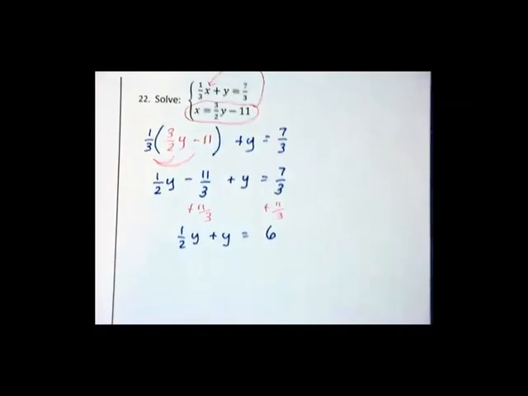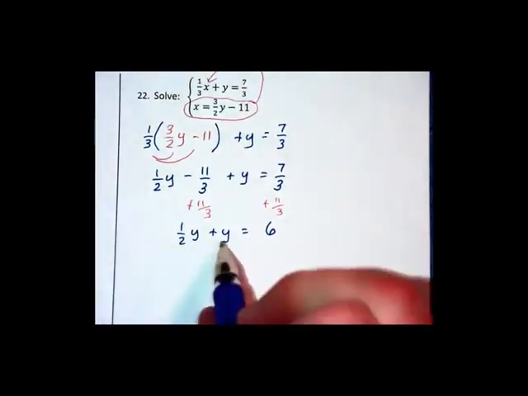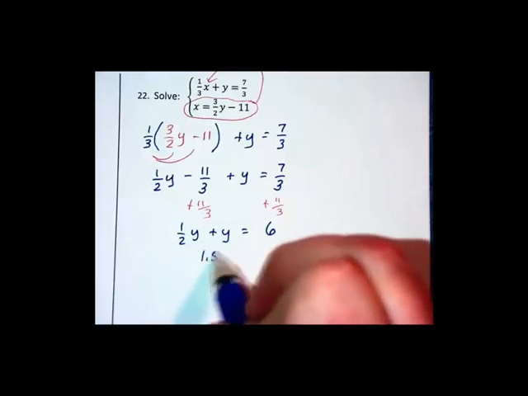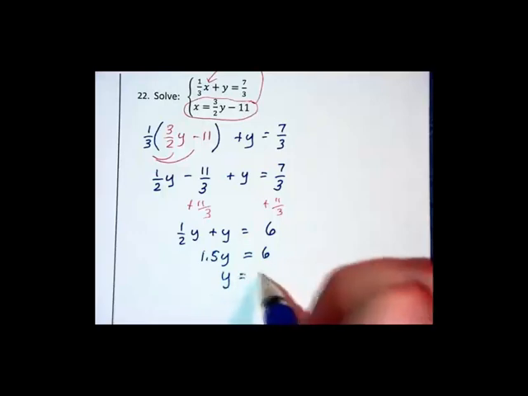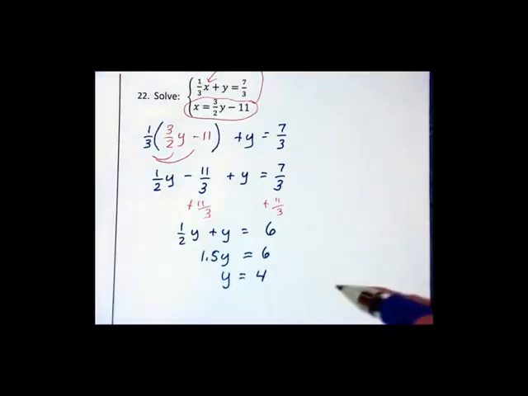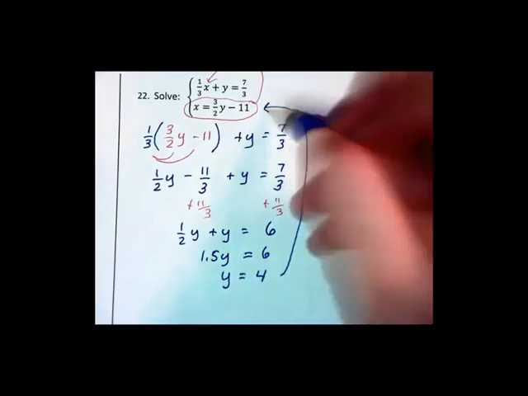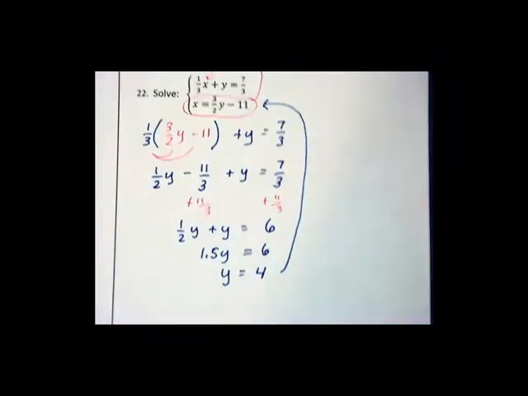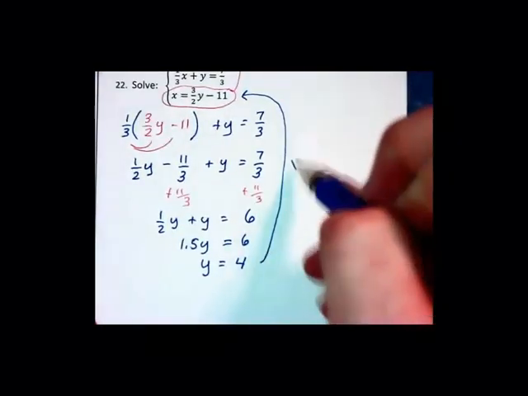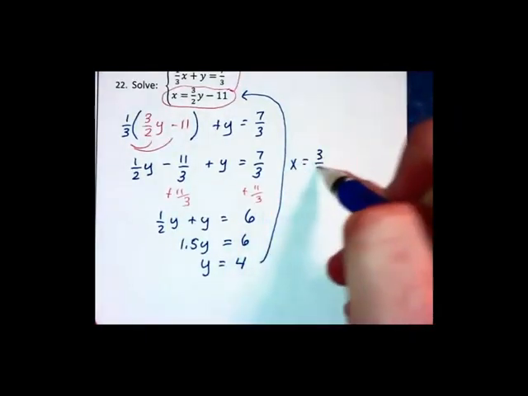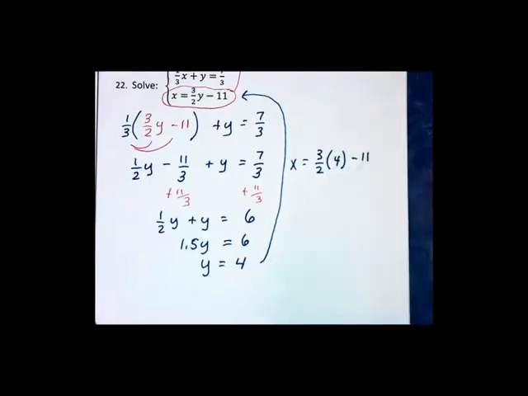I think instead of avoiding these fractions, I'm just going to write this in decimal form. 1/2 plus 1 makes 1.5 y is equal to 6. Divide by 1.5 and get a nice clean 4. Substitute that back in. Maybe something you don't want to do, but we can do that. Let me move this over a little bit. We're going to get x equals 3/2 y, that's 3/2 of 4, minus 11.